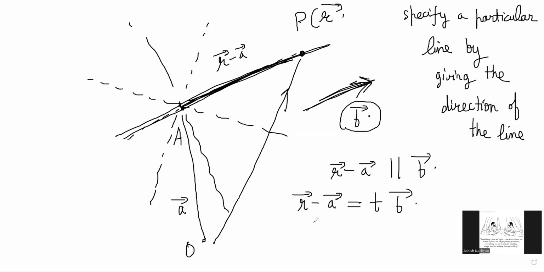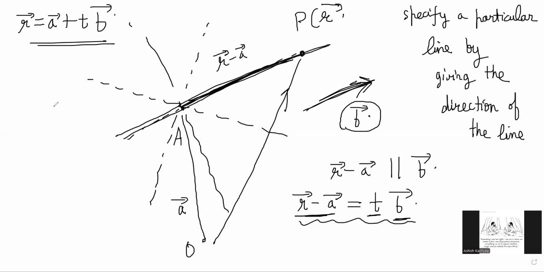Do you understand what I'm saying right now? Therefore, R minus A is t times B because it was parallel to B, and therefore the equation becomes R is equal to A plus tB. So this line equation must be understood well. I hope it is clear to everyone what is the meaning of a vector equation of a line.